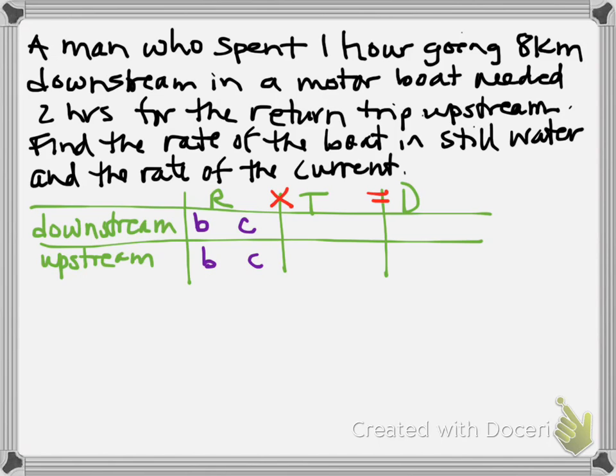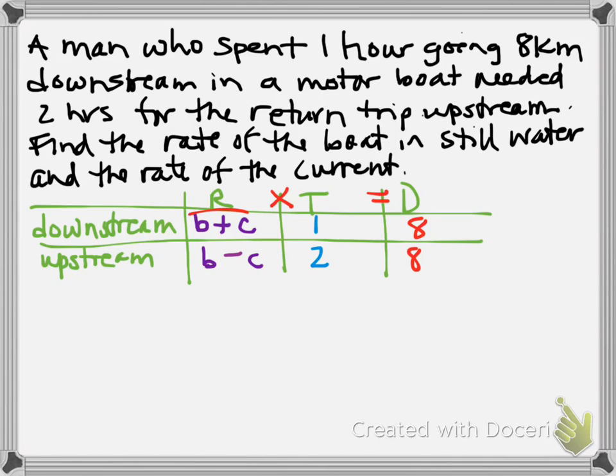Now with downstream, is it a plus? Is the current helping? Or is it a minus? Is the current taking away from the speed? Plus. It's a plus. Okay. How long did it say that he was going to be going downstream? 1 hour. Okay, so we got 1 hour. And how far did they travel? 8. Okay. Going upstream, what is going on between the two speeds? Minus. It's going to be a subtraction. How long? 2 hours. How far? 8.